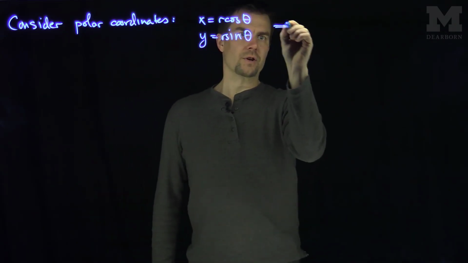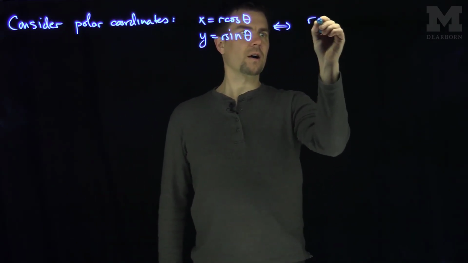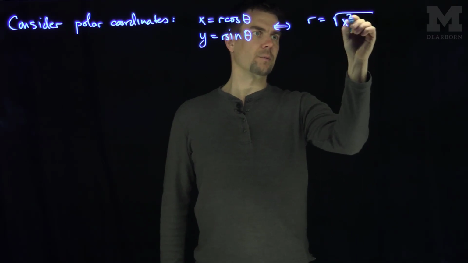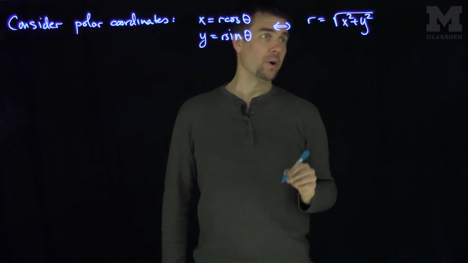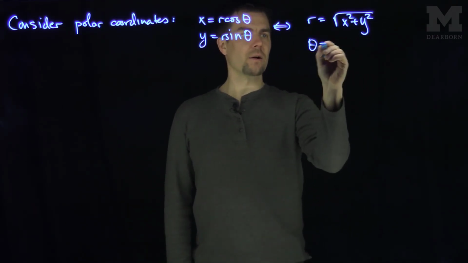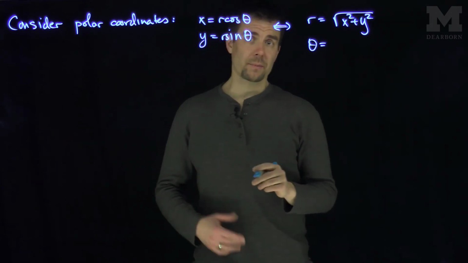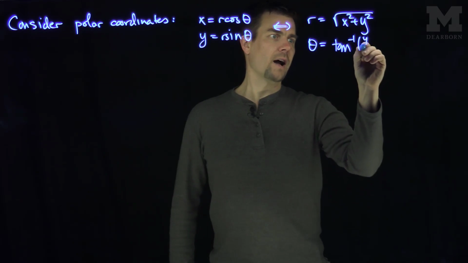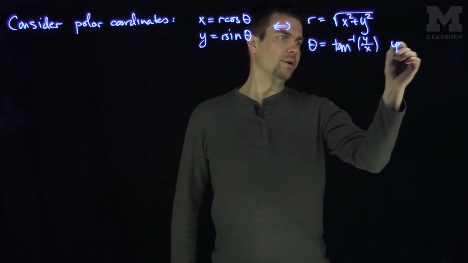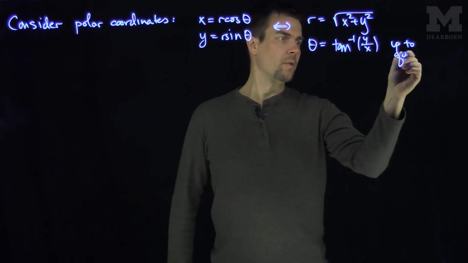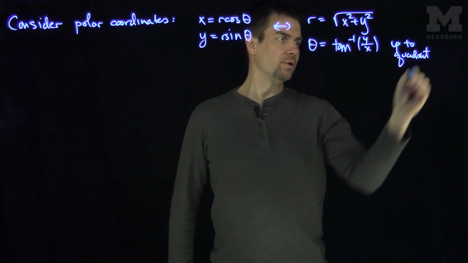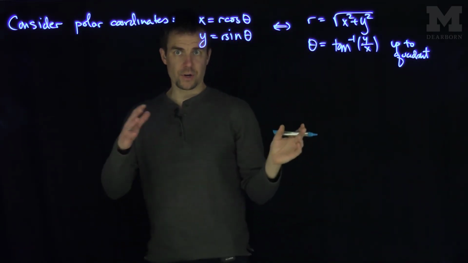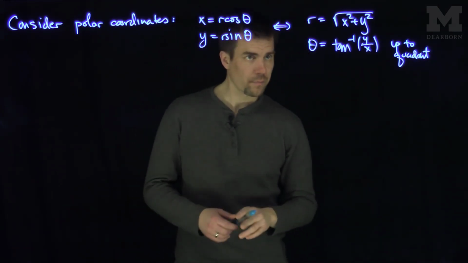The inverse transformation in polar coordinates says that r is the square root of x squared plus y squared, the distance that xy is away from the origin, and theta is the angle that the vector xy makes with respect to the positive x-axis, which is the inverse tangent of y over x, up to quadrant. You have to make sure that you're in the right quadrant. You can't just compute the inverse tangent without reference to where x and y are located.